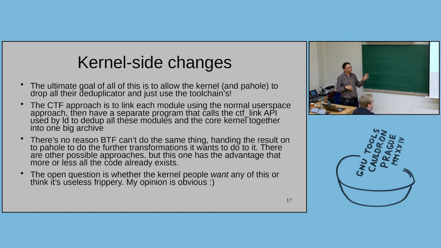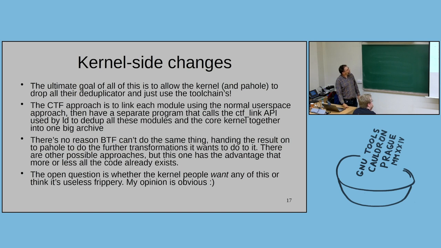The pahole approach, the kernel approach, is that pahole reads DWARF from the kernel, from vmlinux and all the kernel modules, does the deduplication on all of those, and then smashes them all together into BTF files somewhere. The CTF approach instead is we don't need DWARF at all. You use -gctf and every module gets independently deduplicated when it's linked, automatically, simply because whenever you link anything with CTF in it, it gets deduplicated.